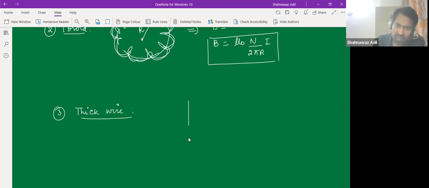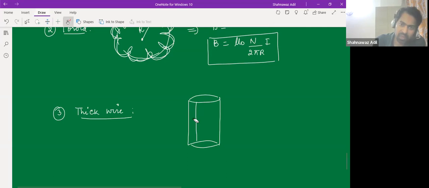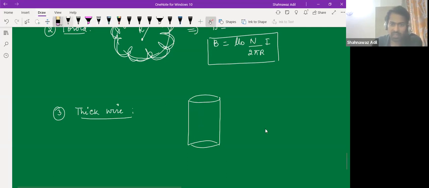So we have this thick wire, and some current I is flowing in this thick wire. Let's say the total current flowing is I.